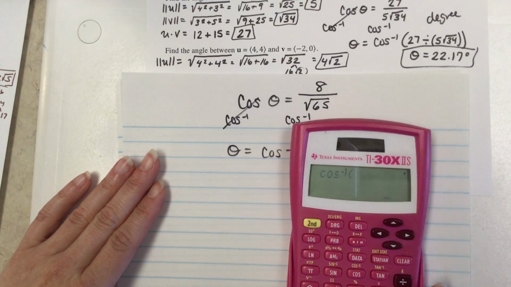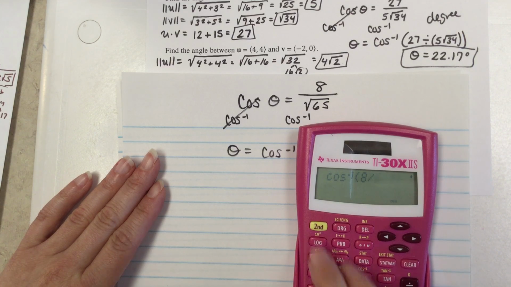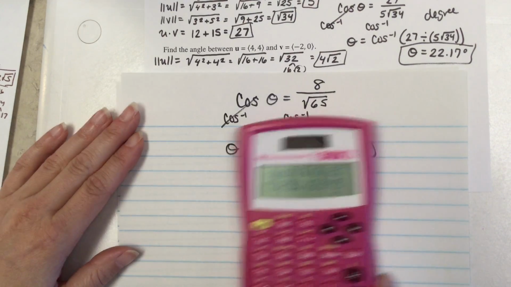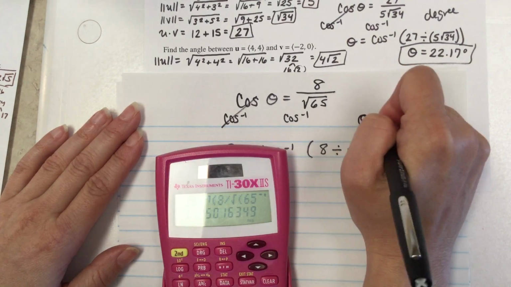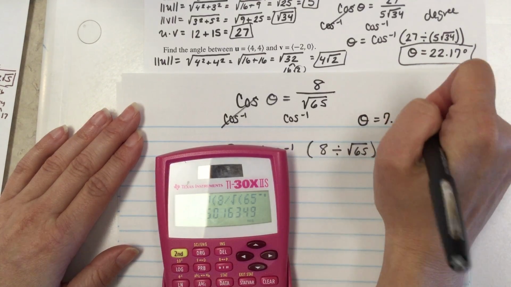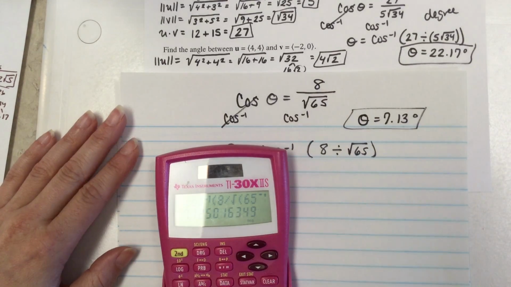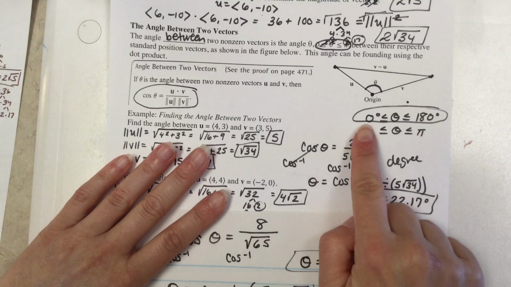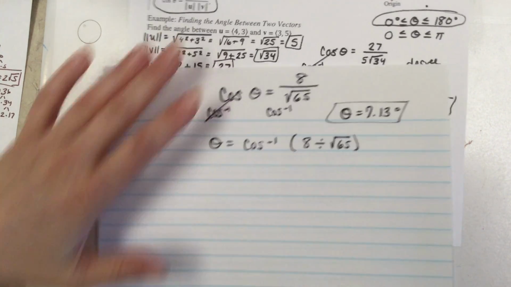So inverse cosine, 8 divided by the square root of 65, and we have, wow, that's a little angle, you guys. Theta is 7.13 if I round it to the hundredths degrees. So that's a very acute angle. It's very little. Okay, but it still follows. It is in between 0 and 180.